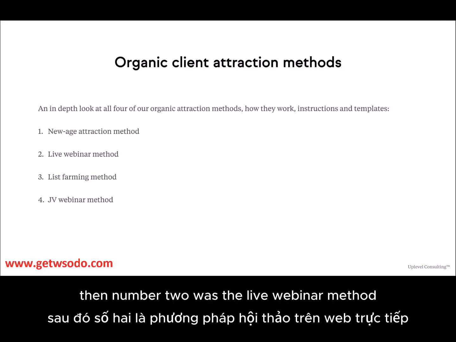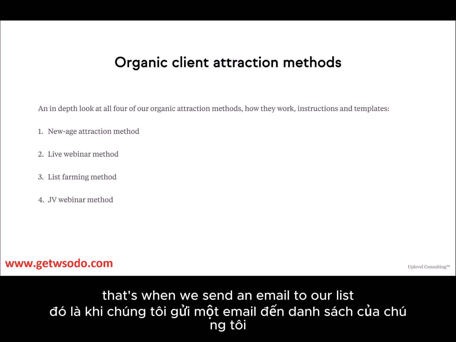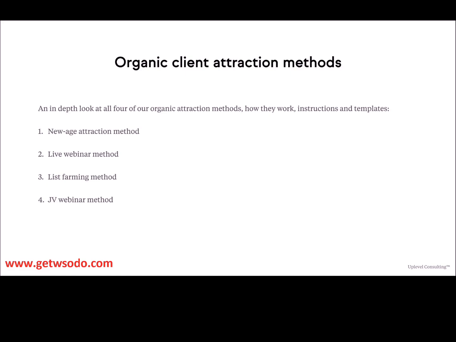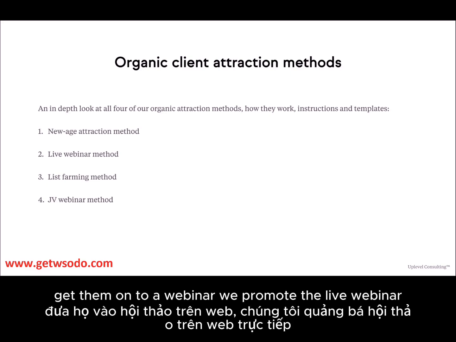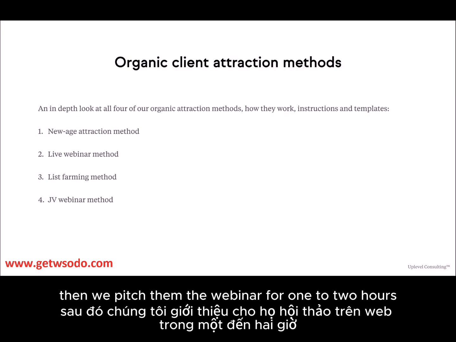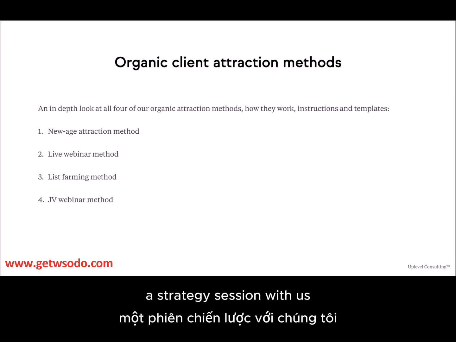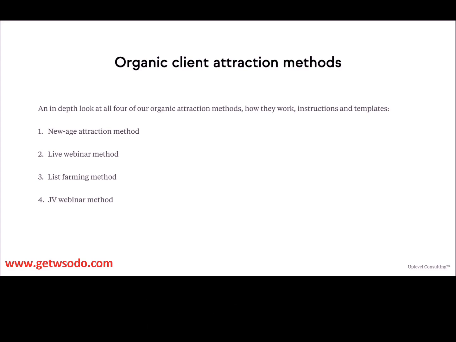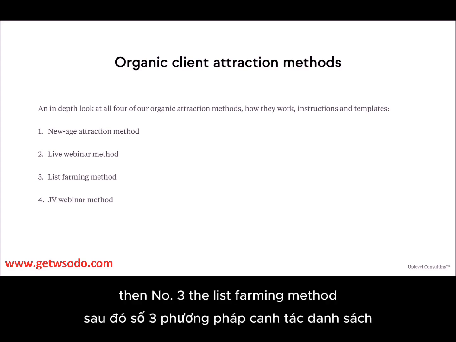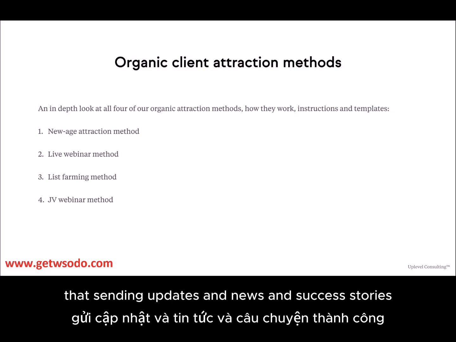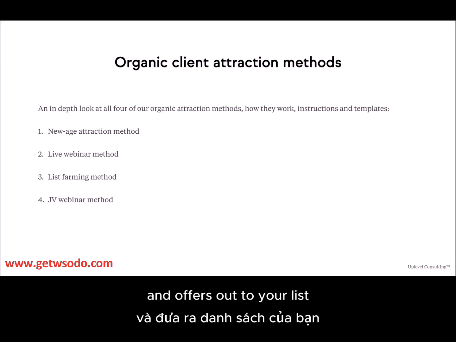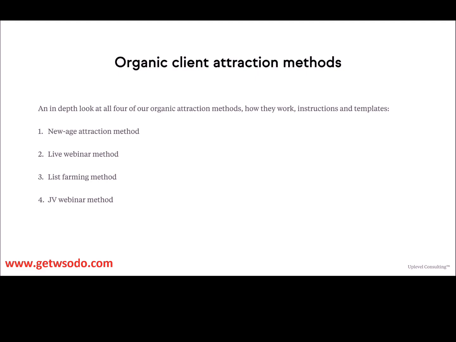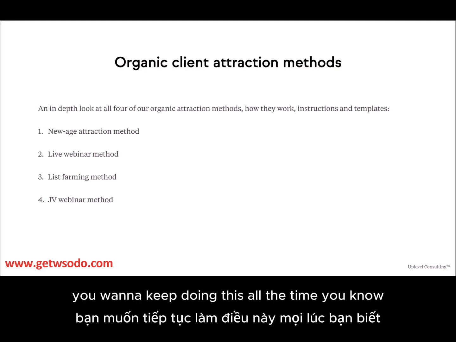Then number 2 was the live webinar method. That's when we send an email to our list, get them onto a webinar, we promote the live webinar, then we pitch them on the webinar for 1 to 2 hours, and then we get them to schedule a strategy session with us. A great way to get things rolling if you already have a list. Then number 3, the list farming method. That's sending updates and news and success stories and offers out to your list. Very powerful. You want to keep doing this all the time.